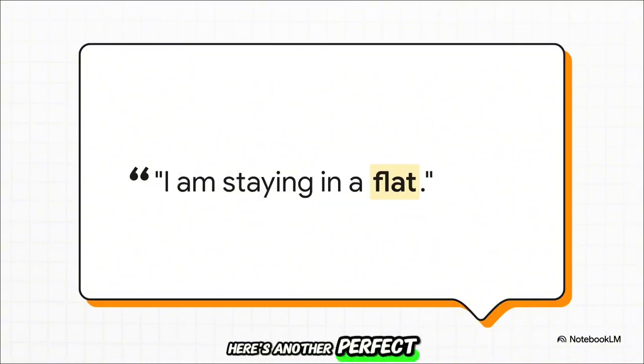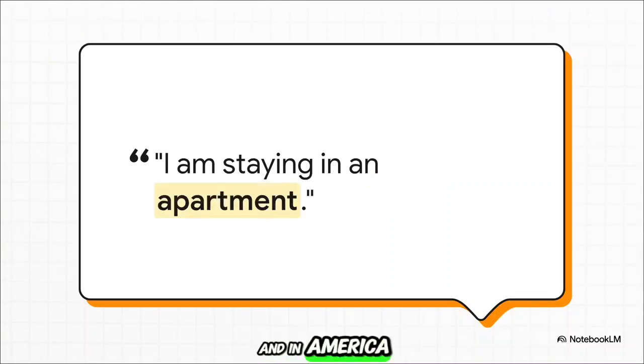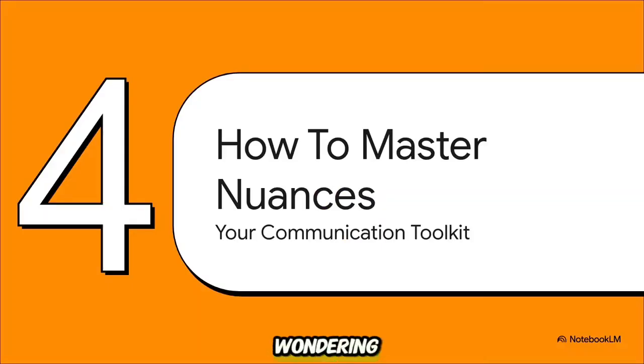Here's another perfect example. In India, you might hear someone say, "I am staying in a flat." And in America, that same idea is expressed like this: "I am staying in an apartment." Again, it just goes to show how these small but distinct word choices are immediate signals of where a speaker comes from. So, you might be wondering, how do you actually get good at navigating all this? Well, here's the secret. It's not about being perfect. It's just about being aware. Let's look at a few practical tools you can start using right away.